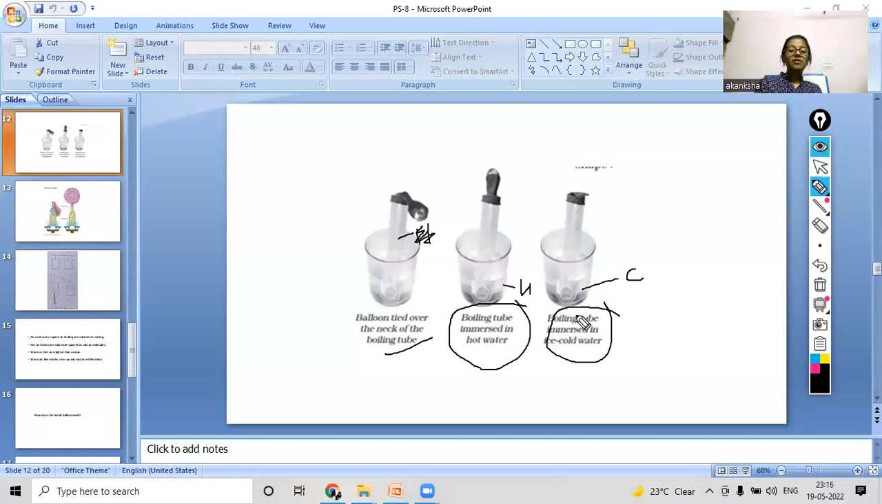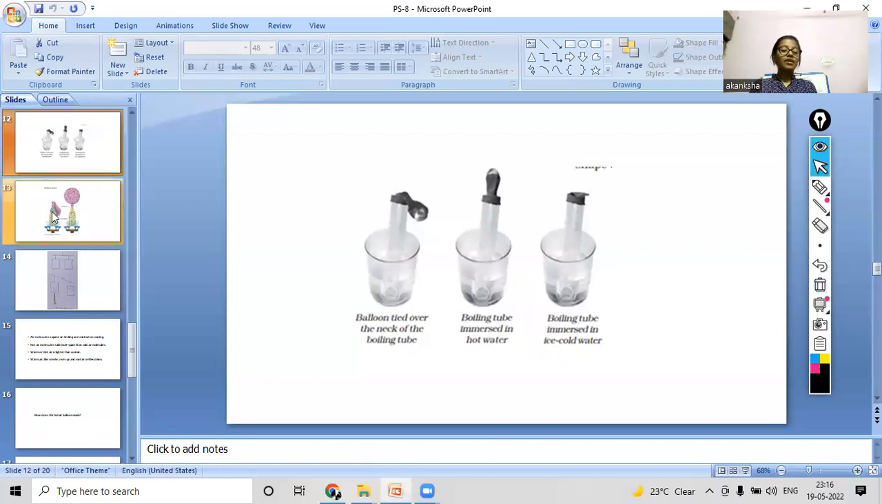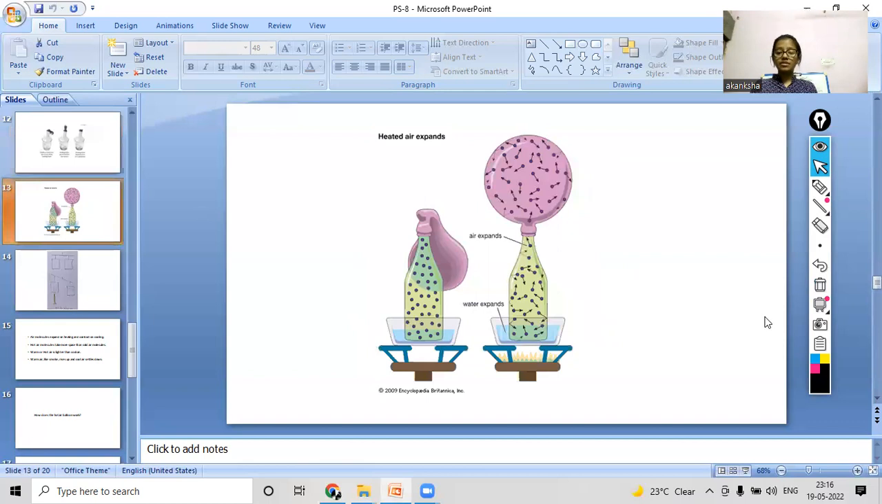Okay, now I think you all are confused about what will happen. So now we will move ahead and see what actually will happen. This is the diagram. You have to observe it for 30 seconds, and then you have to explain what happened in this activity. Till then I will wait.